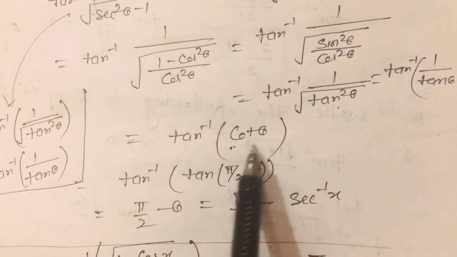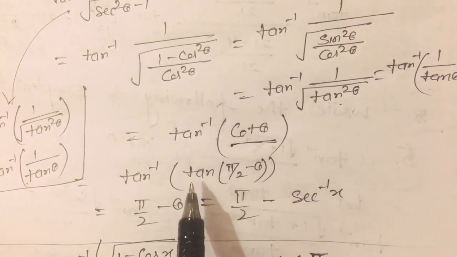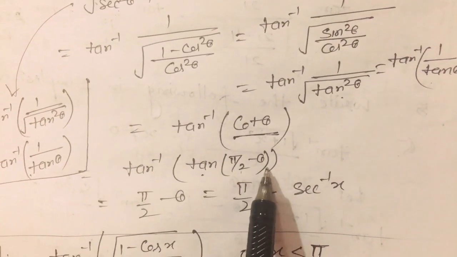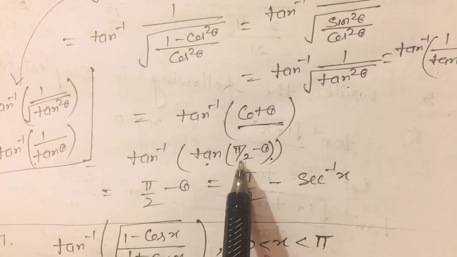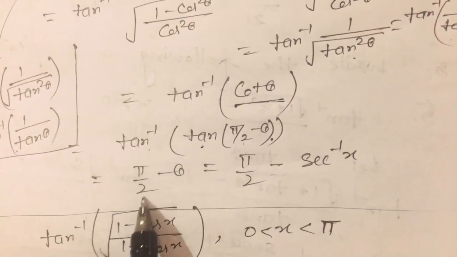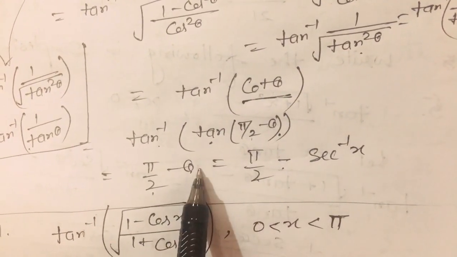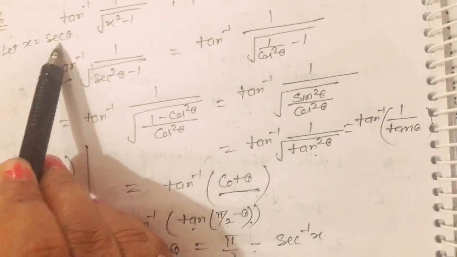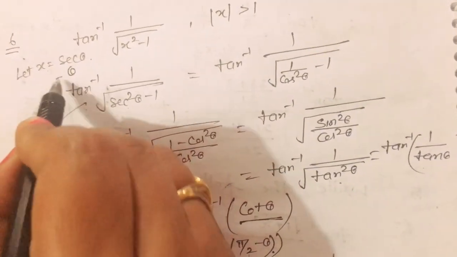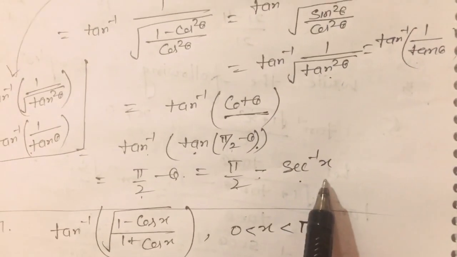So what is the relationship between tangent and cot? We can write cot theta is equal to tangent of 90 minus theta. Tangent inverse cancels with tangent, we will get pi by 2 minus theta. So it is pi by 2 minus theta, and what is theta here? We have taken x is equal to secant theta, then theta will be secant inverse x. So this is pi by 2 minus secant inverse x.